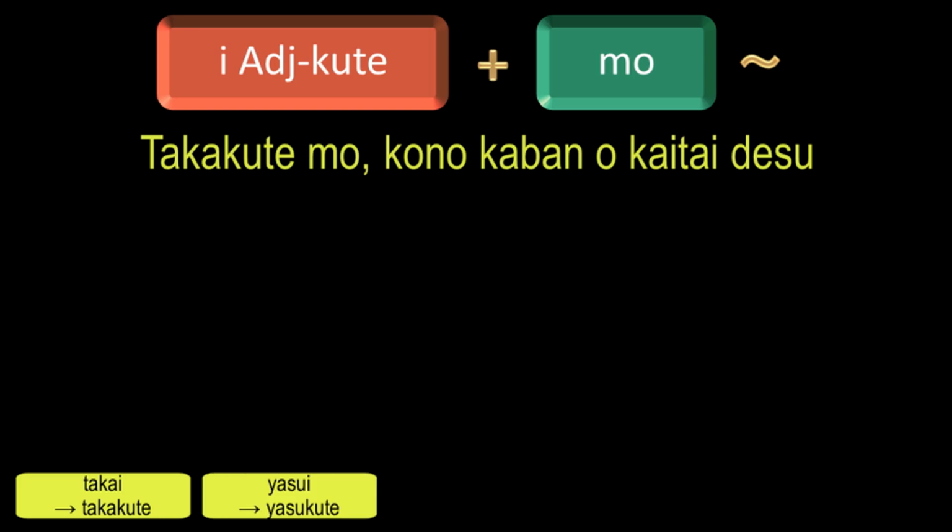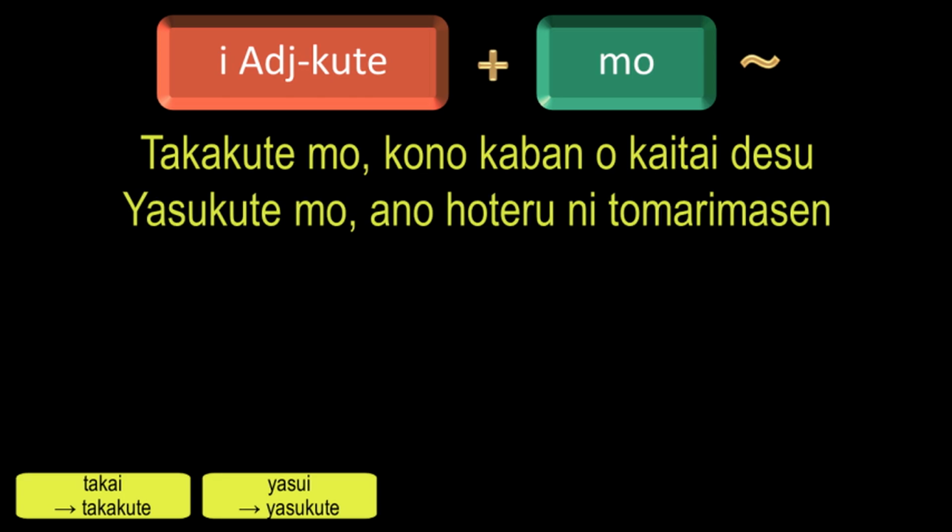Yasui means cheap or inexpensive. By replacing the last i with kute, we will get yasukute. And by adding mo, we will get the expression yasukute mo, which means even if it is cheap. And to say even if it is cheap, I will not stay in that hotel, in Japanese, it will be yasukute mo ano hotel ni tomarimasen.